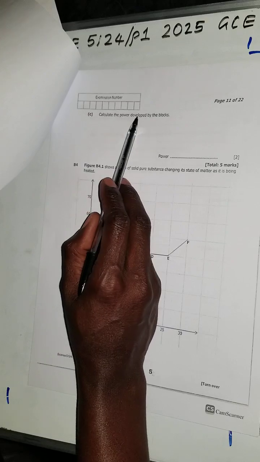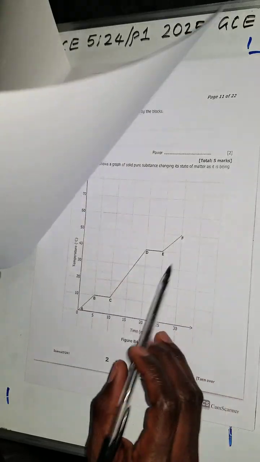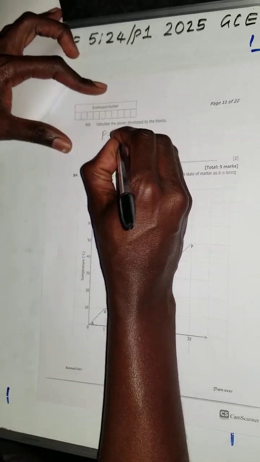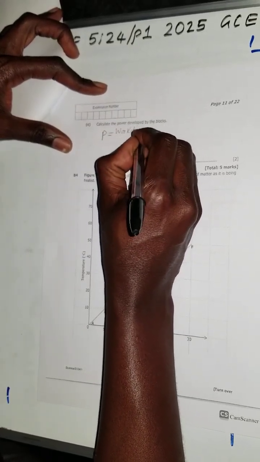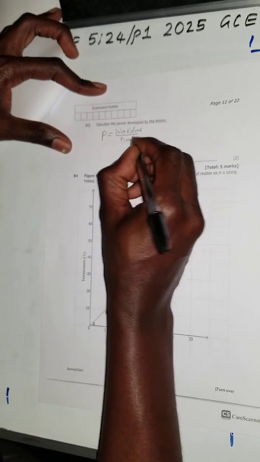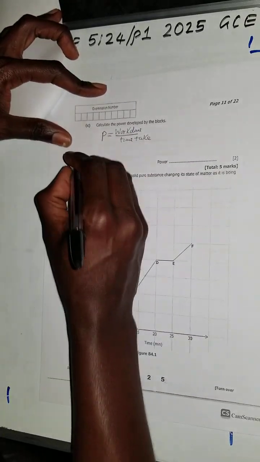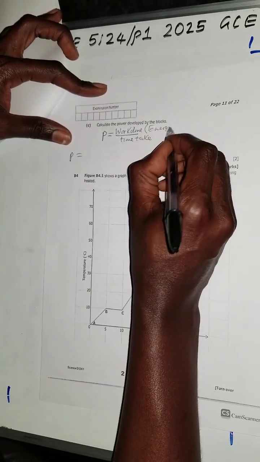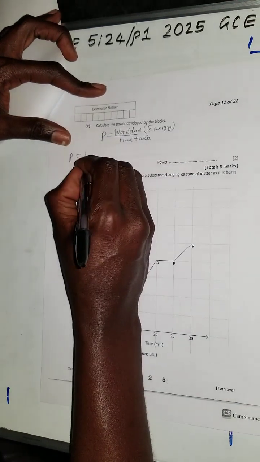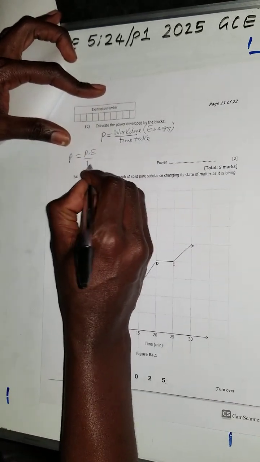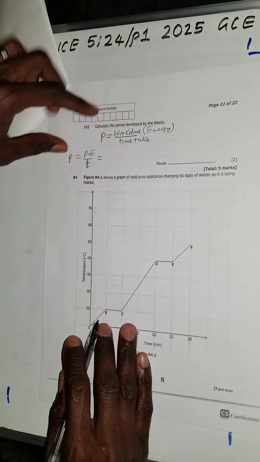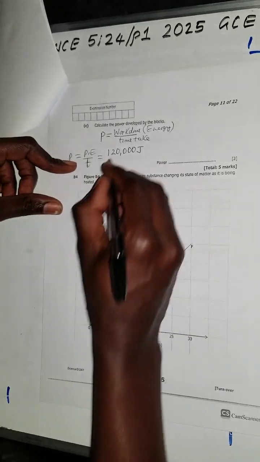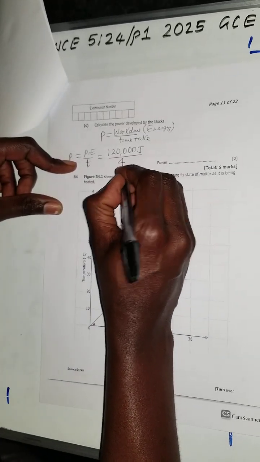All right, let's move on to the C part and see what the question there tells us. It says calculate the power developed by the blocks. So what is the power developed by the blocks? Now if you remember, power is equal to work done divided by the time taken. In this case, I can simply say that power is equal to the work done. Remember, work is a form of energy, so it's the energy or the potential energy divided by the time. So what's the potential energy? It is 120,000 joules divided by the time, which was 4 seconds.